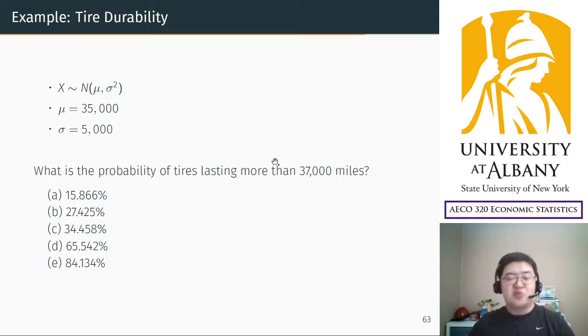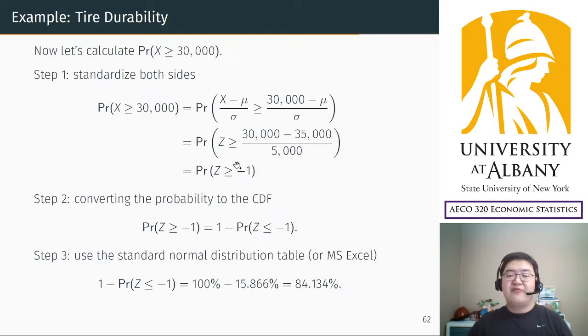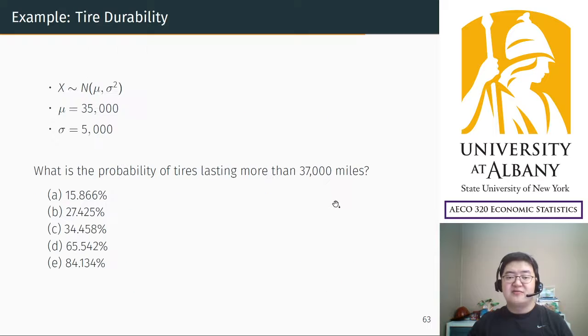So now it's your turn. Do this exercise. It has the same parameters and same structure. I'm looking for the probability of more than 37,000 miles. You have to follow the same steps and try it by yourself. I'm going to continue in the next video.